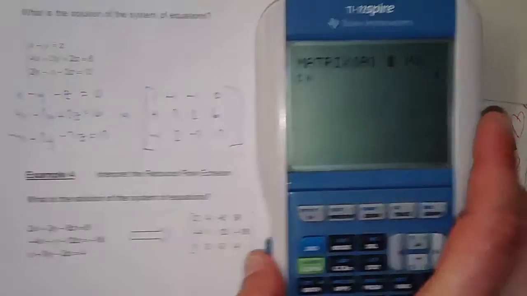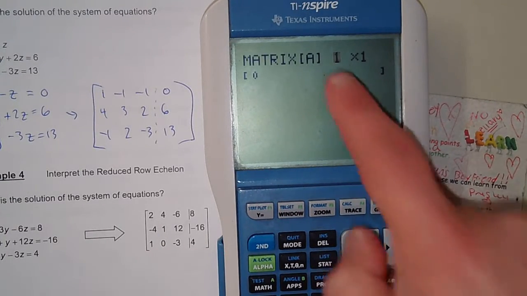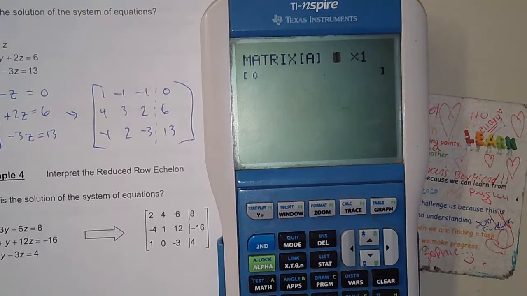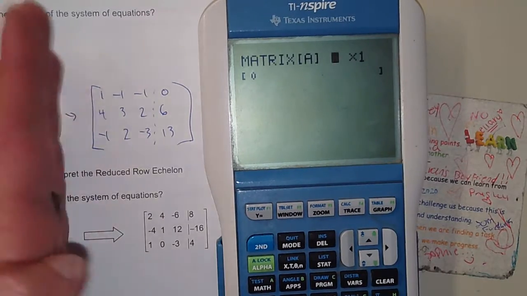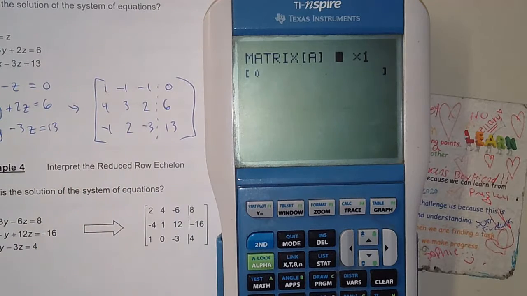So let me slide over. So you'll notice whenever you have a matrix, it's going to say it's a what by what matrix. And it's basically saying how many rows by how many columns. So this has 3 rows and it has 4 columns. So this is going to be a 3 by 4 matrix.